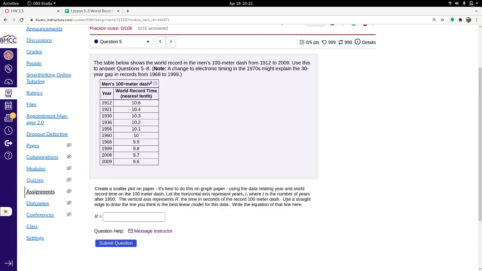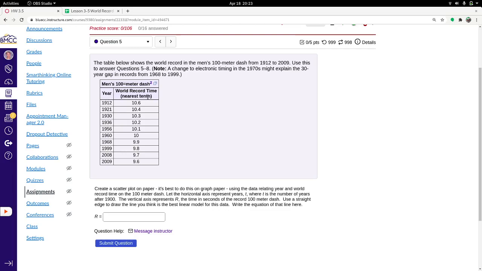I have a problem here. I have this data, and I'm asked to create a scatter plot and then to create a linear model for this. So we have the year and the world record time.